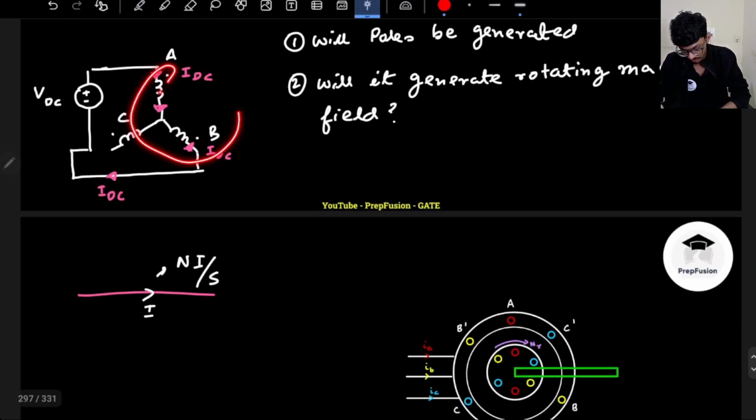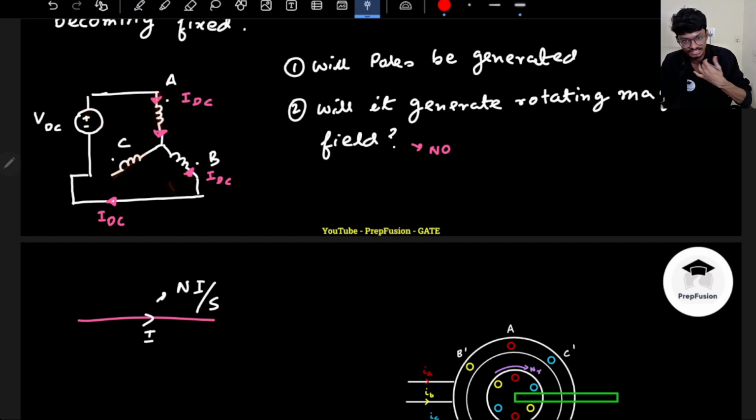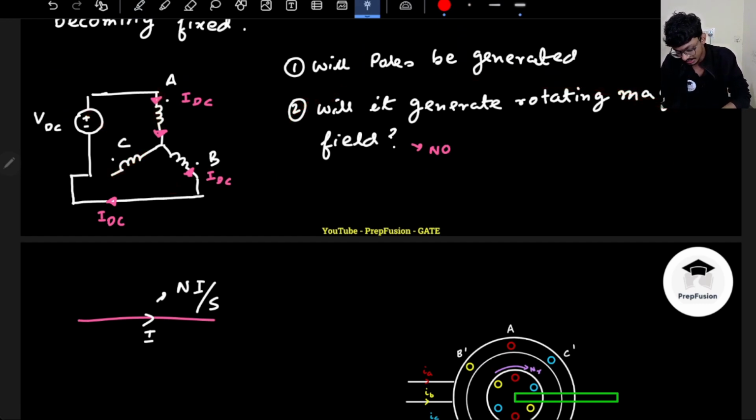But I notice here that the current direction is not changing, so it will definitely not generate a rotating magnetic field. Why? Previously I was providing a three-phase supply, due to which the currents were always changing, and due to that a rotating magnetic field was getting produced. But here the current is constant, so whatever field it produces will always remain constant; it will not change.